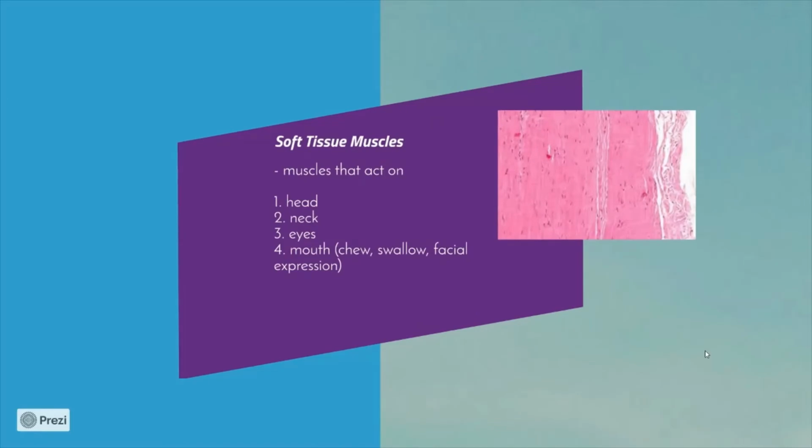Some muscles don't act on joints. Instead, they act on soft tissue, such as the head, neck, eyes, and mouth. These are responsible for chewing, swallowing, and facial expressions.